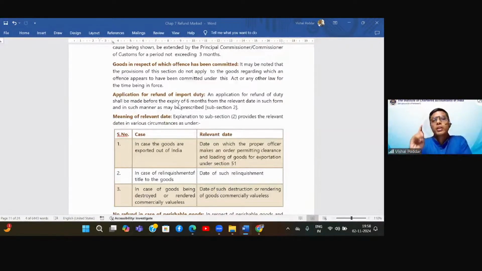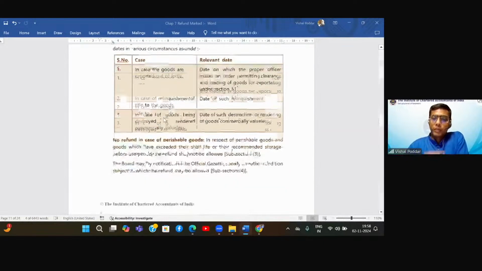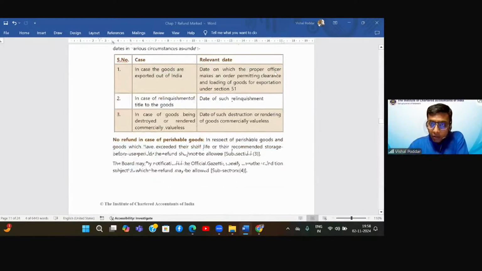Over here, the time limit is 6 months. Now, 6 months from a relevant date. What is this relevant date? The relevant date, in case the goods are exported, is this: if you are sending back the goods, the date on which the proper officer makes an order permitting the clearance under 51. So the date on which the export department allows you to load the goods and gives the permission of clearance of the goods, that is the date from which 6 months would be counted.